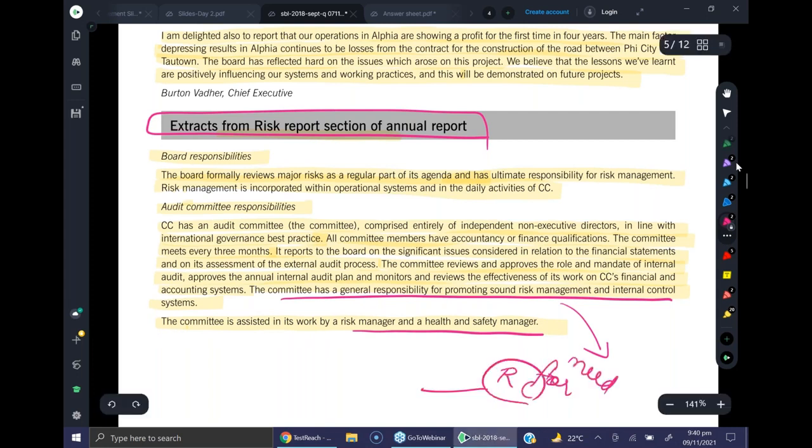Which question is relevant? Question number 3, part C. So you can use this point and say that if there is a separate risk committee, they can meet more frequently and they can exclusively work on effective risk management and can improve a lot. Is that clear? So the audit committee seems to be too busy. This is one point you can use to discuss the advantages of a risk committee for this particular company.